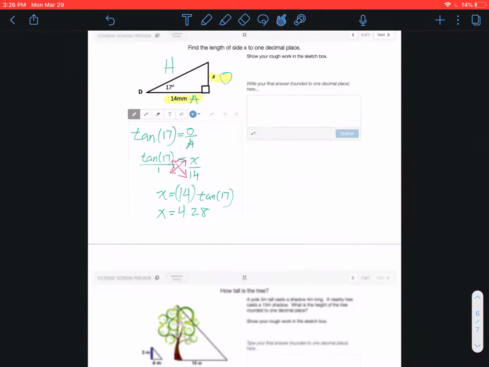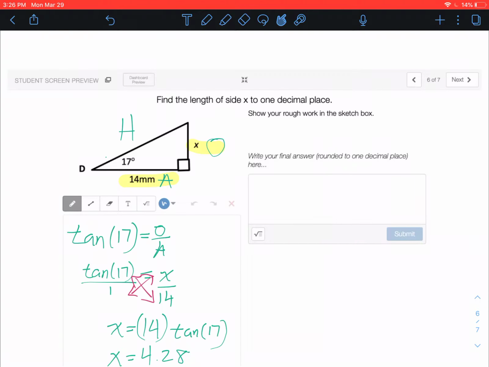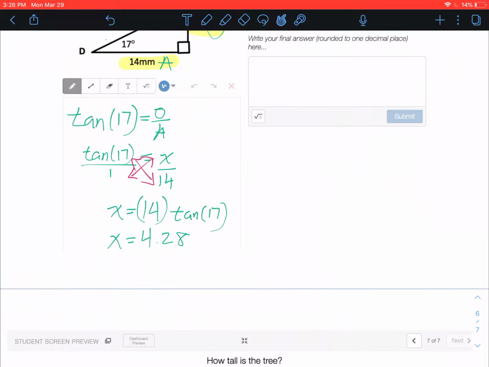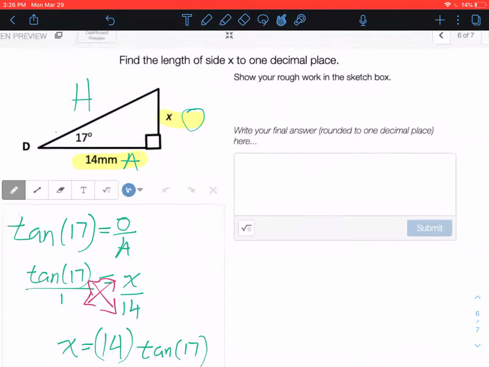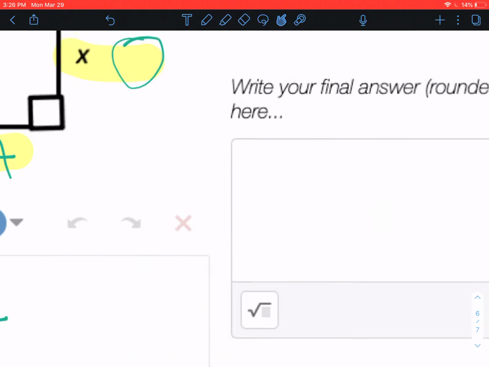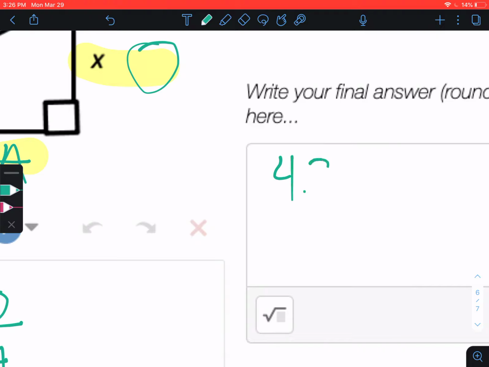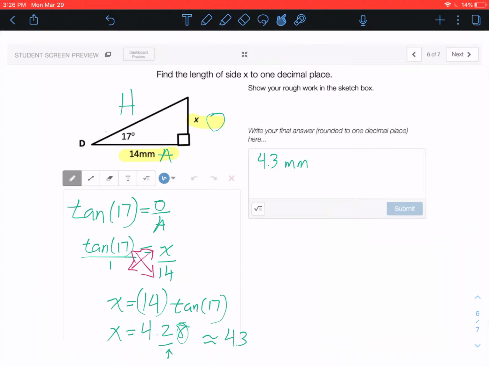4.28. Now they asked us to round to 1 decimal place. So 4.28 is 2 decimal places. So I need to round that 2 up because the next digit is bigger than 5. So we're going to round this to 4.3. So for my final answer, I would type in 4.3, and I would use the same units, millimeters, from that question.